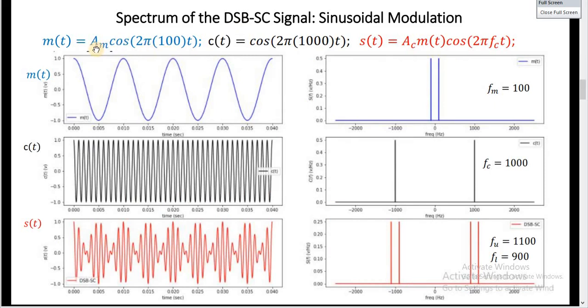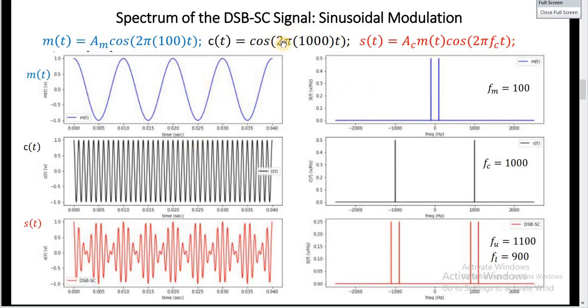In the previous example, this is the message signal, AM cosine 2 pi 100t. The message signal is shown here in the time domain. It's a sinusoidal signal which varies between -1 and 1. In the frequency domain, the Fourier transform of the cosine consists of two impulses, one impulse at 100 Hertz and another impulse at -100 Hertz.